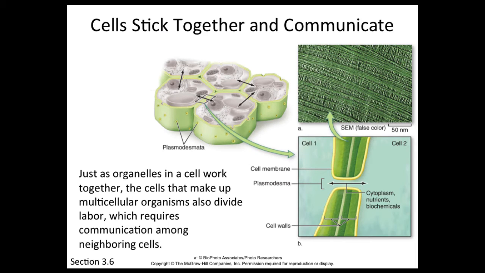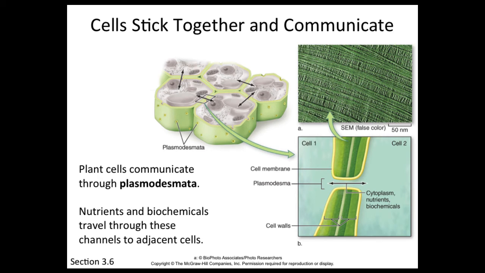Now that we've learned all the parts of the cells, it's important to understand that these parts don't work independently, but they are all interconnected. Cells stick together and communicate. Just as organelles in a cell work together, the cells that make up multicellular organisms also divide the labor, which requires communication among neighboring cells. Plants communicate through plasmodesmata, which are those little tunnels that are found in the cell walls that surround each and every cell.